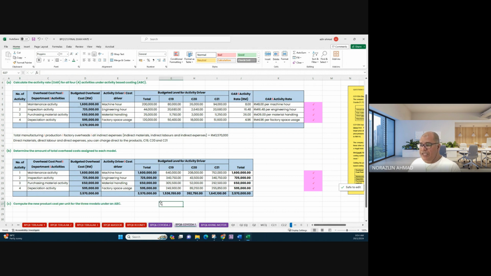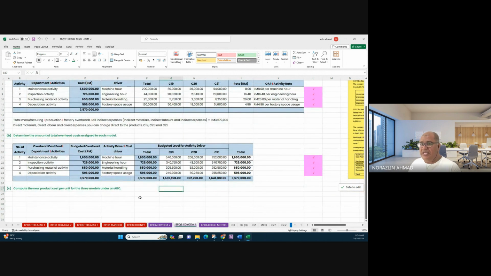Okay, compute the new product cost per unit for the 3 models. Compute all this one, yeah? We check back the question. Compute the new product cost per unit for the 3 models. Compute the new product cost, yeah? Okay, understand?